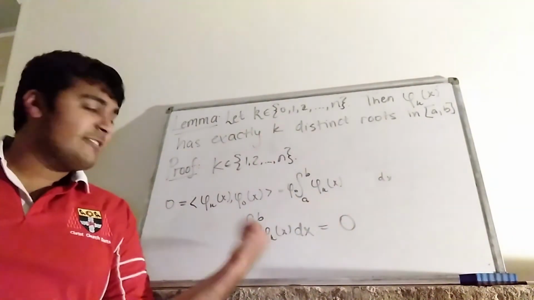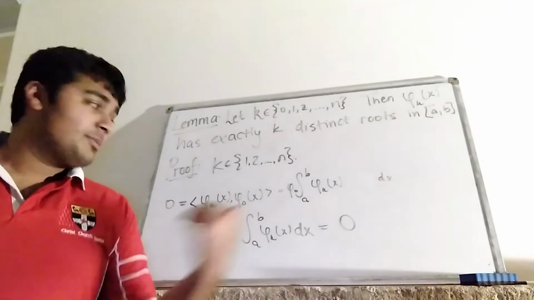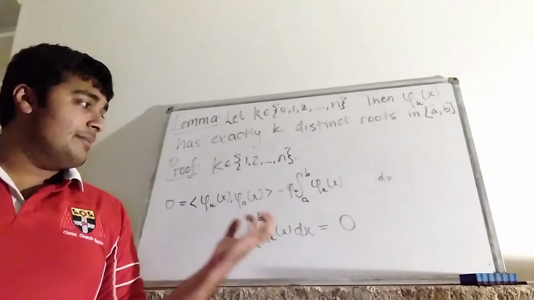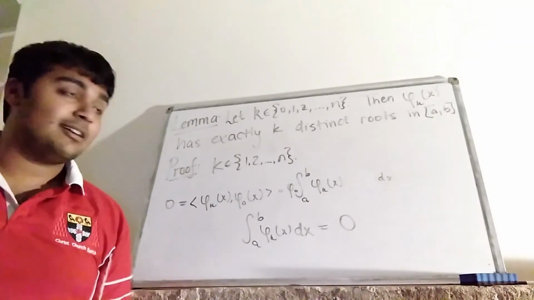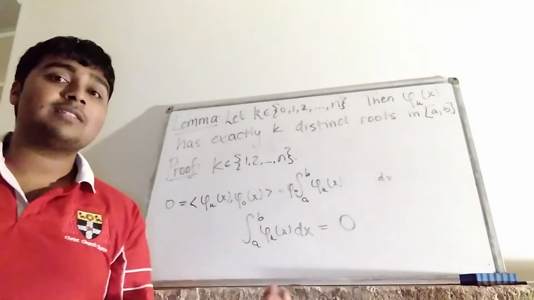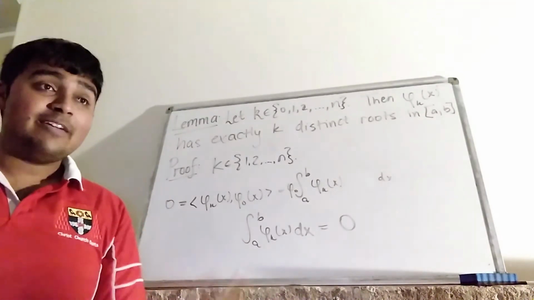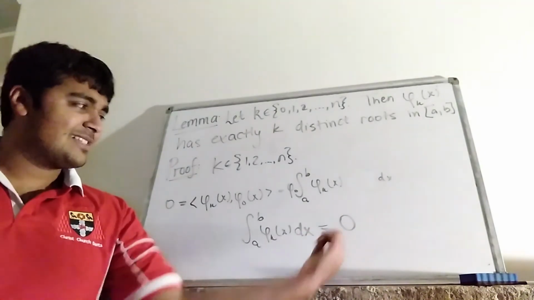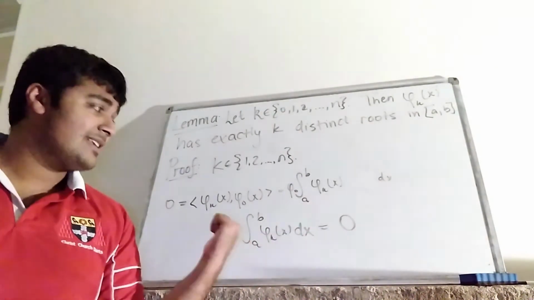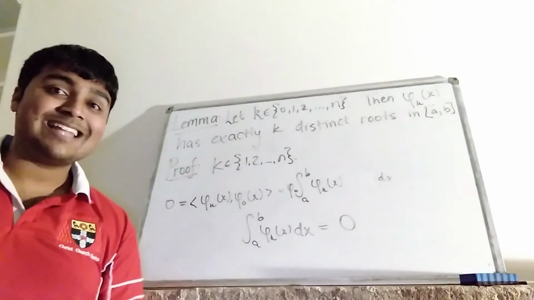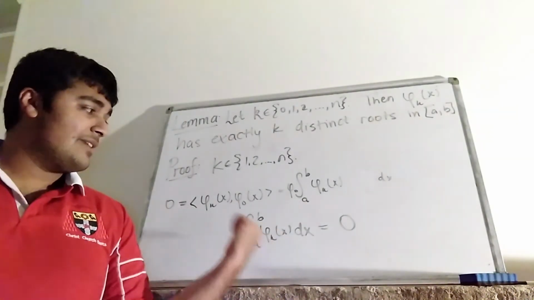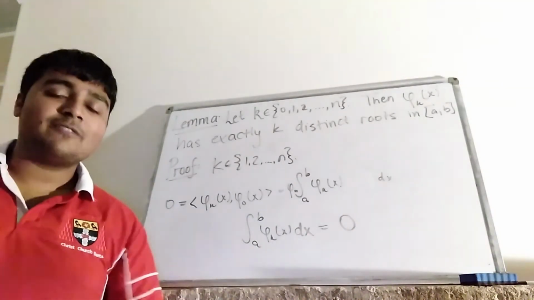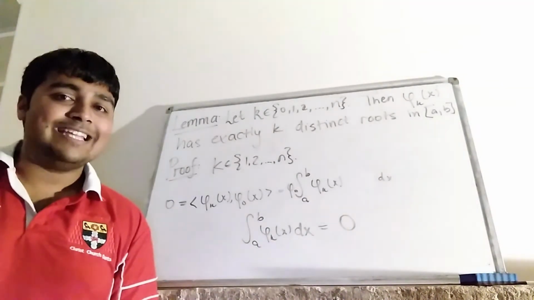Now, why does this mean that phi k has a root in (a, b)? Well, suppose phi k didn't have a root in (a, b). Because phi k is nice and continuous, if it doesn't have a root, that means it's going to maintain sign. So either phi k is always positive, or phi k is always negative. If phi k is always positive, then its integral is certainly positive. But that contradicts this thing here, because we've shown that the integral is 0. And similarly, if phi k is always negative, then phi k would have integral being a negative number, but obviously that contradicts this thing here. So we must have that phi k has at least one root in (a, b).